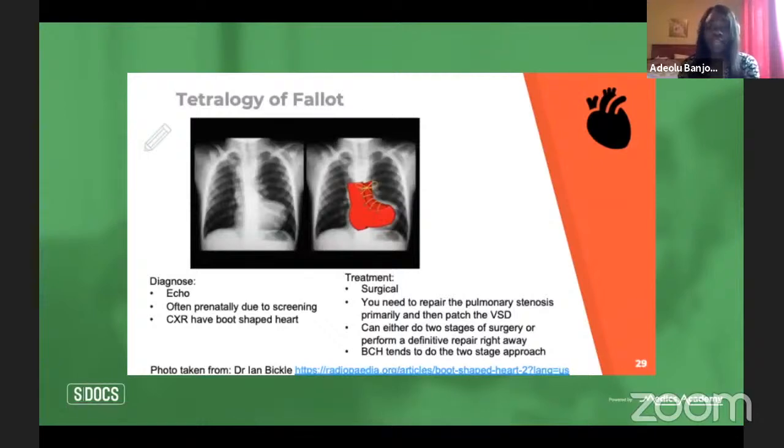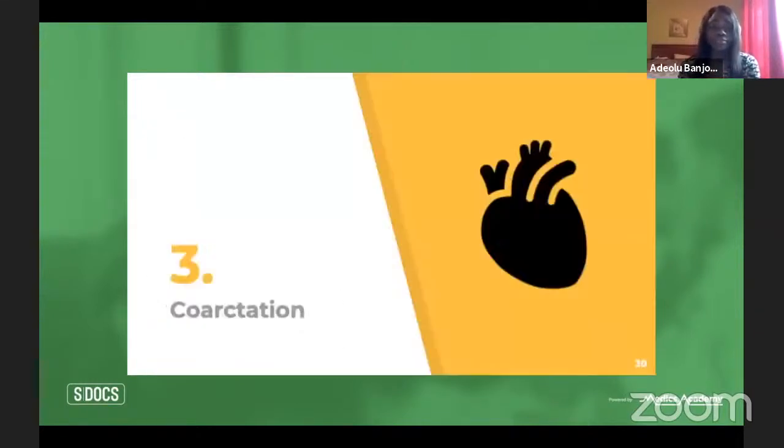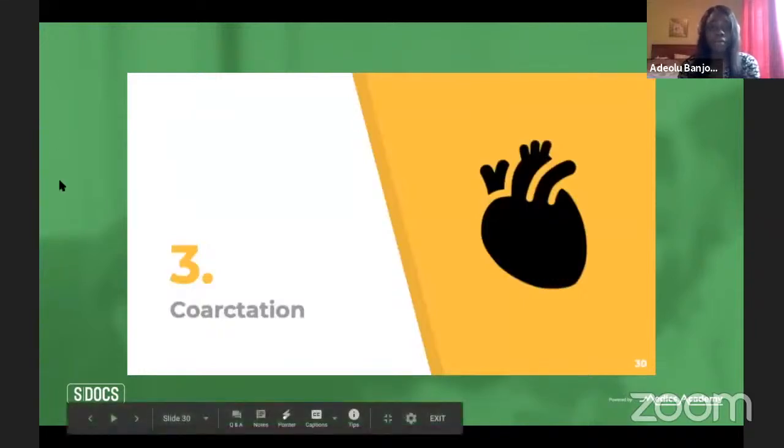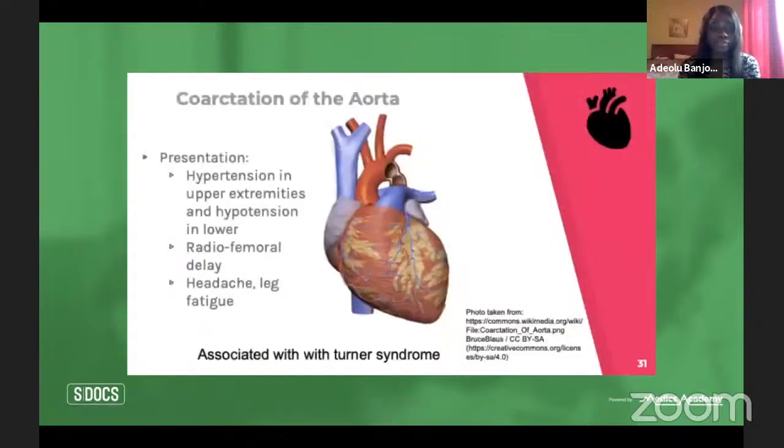And there are two different ways that you can treat tetralogy. You can either repair the pulmonary stenosis and patch the VSD, or you can do both stages of surgery at the same time and do a definitive repair right away. And so different hospitals will do different forms of management. So it depends on what your local hospital does. And so next I'm going to go through coarctation, and then the last part will be just the cases.